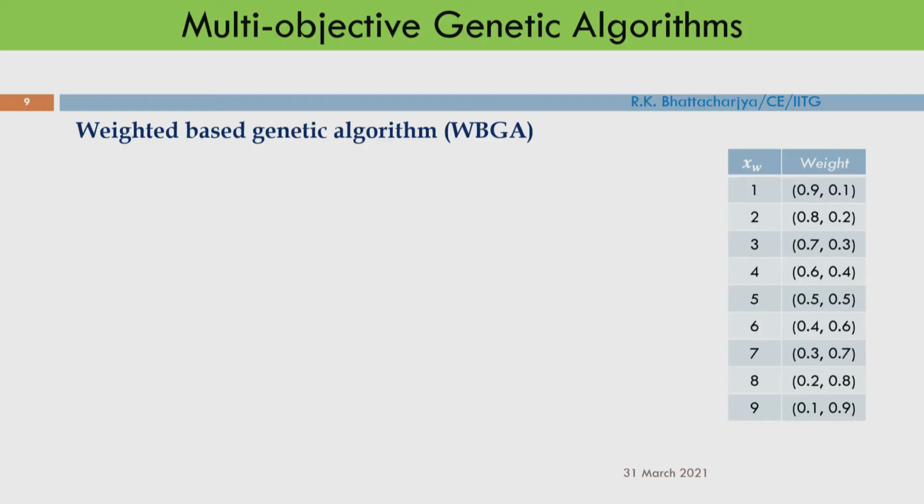Now, as I said earlier, when we divide the population in terms of objectives, we get solutions at two extremes, either maximization of f1 or maximization of f2, or minimization of f1 or minimization of f2. So, we are not getting solutions in between. What we can do is give weightage to each of the solutions in order to get other solutions. Let us see, this method is known as the weight-based genetic algorithm, WBGA.